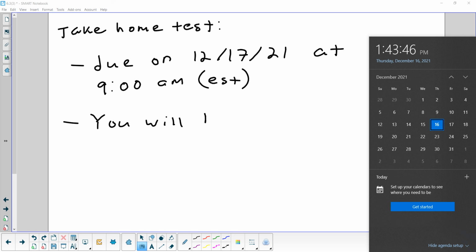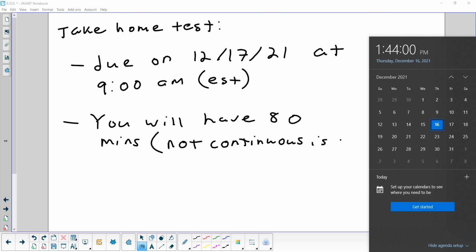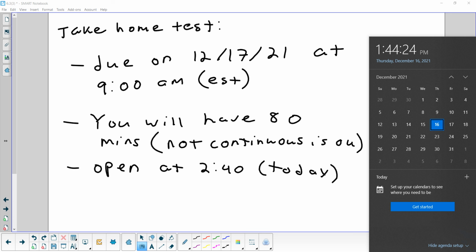You will have 80 minutes. It doesn't have to be continuous. Not continuous is okay, but you have a total of 80 minutes. I'll set it to open at 2:40. Is that good? It opens at 2:40. That's today, according to the blue square on the calendar.